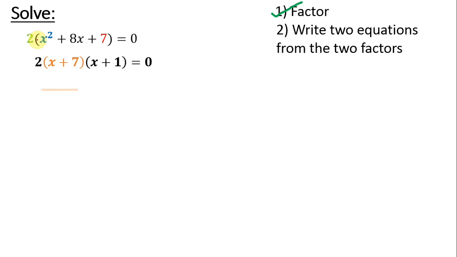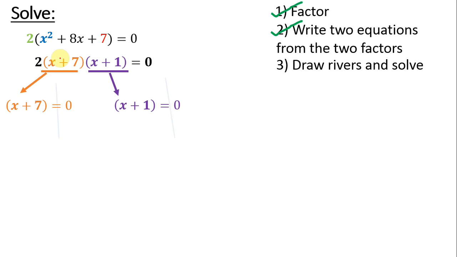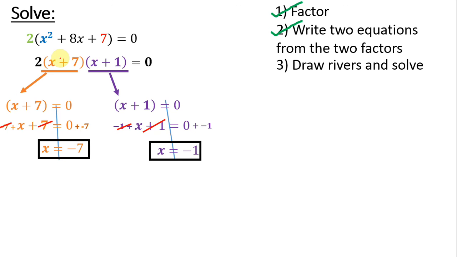Now I'm going to write my two equations for my two factors. Once again, I kind of ignore this 2 that's on the outside. It doesn't have an x with it, so it doesn't help me solve for x. Then I solve. My two solutions are x equals -7 and x equals -1, and once again, no checks today.